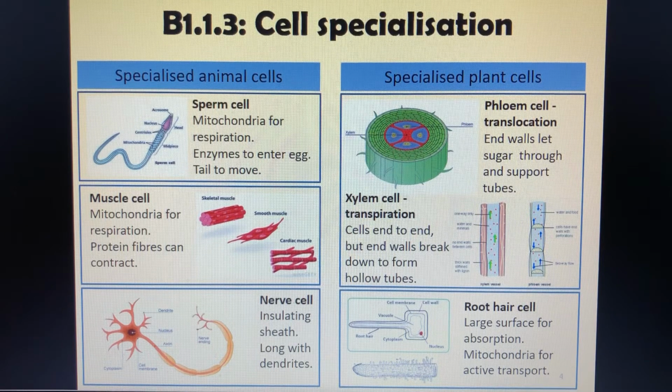Then we've got a muscle cell, again using lots of energy, that energy coming from respiration, so again lots of mitochondria found there. Also protein fibres for contraction of the muscles when we're lifting things or moving our arms and our legs. Then we've got a nerve cell.